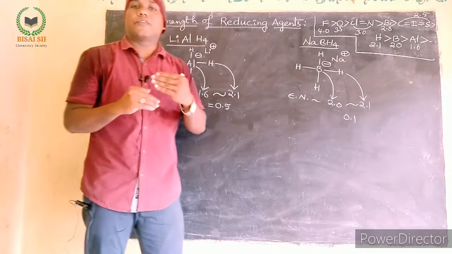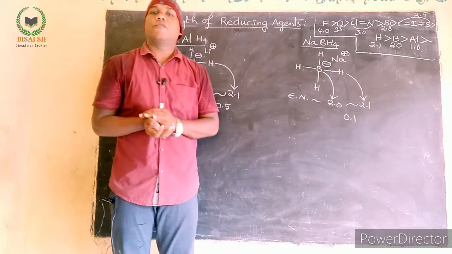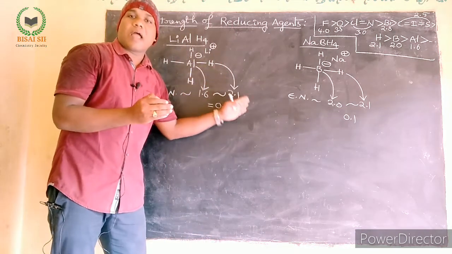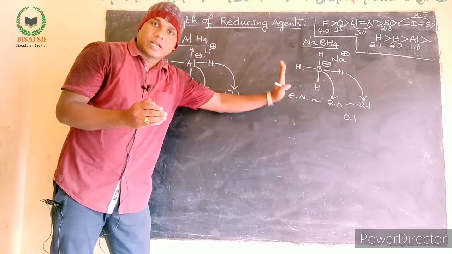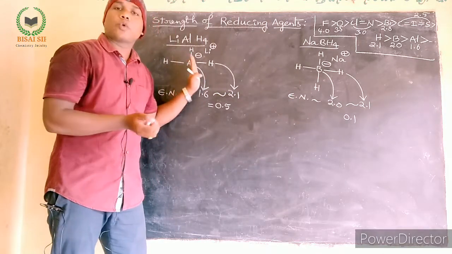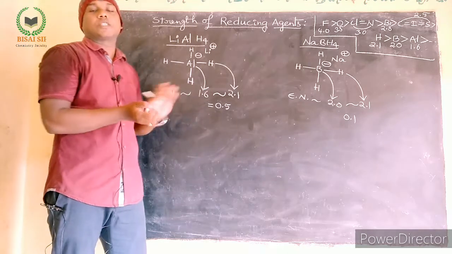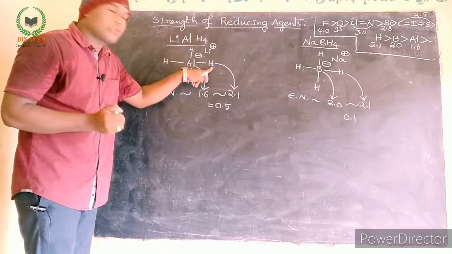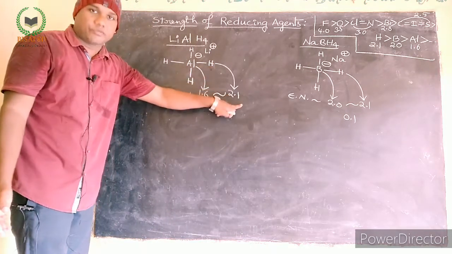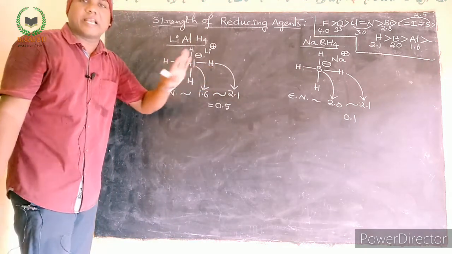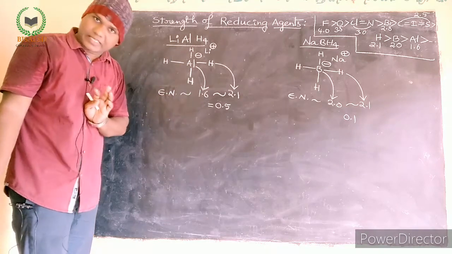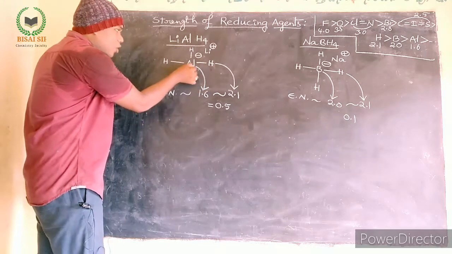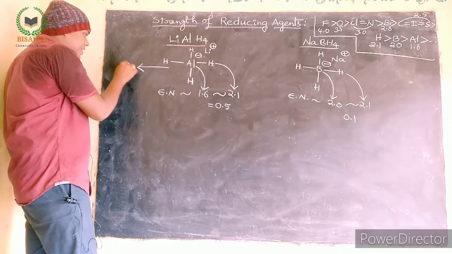If the electronegativity difference increases, then the ionic nature increases. That means the more electronegative atom acquires a negative charge and the less electronegative atom acquires a positive charge, correct? So that is ionic nature. Here hydrogen is more electronegative, 2.1, and aluminum has less electronegativity, 1.6, correct? Based on this, lithium aluminum hydride releases H minus ion.